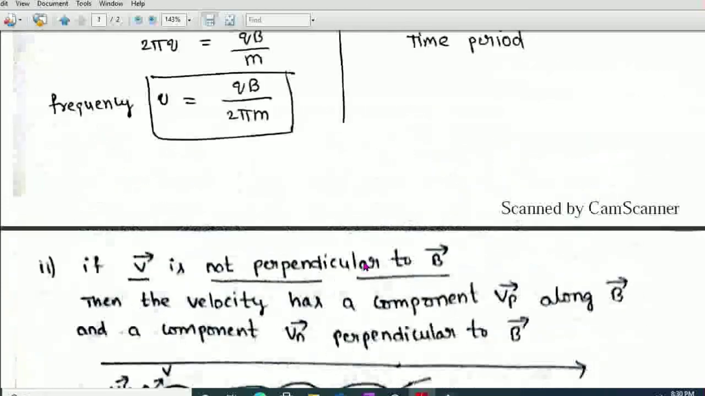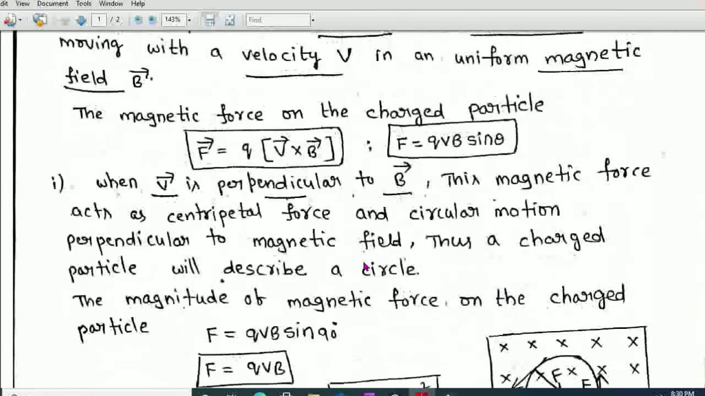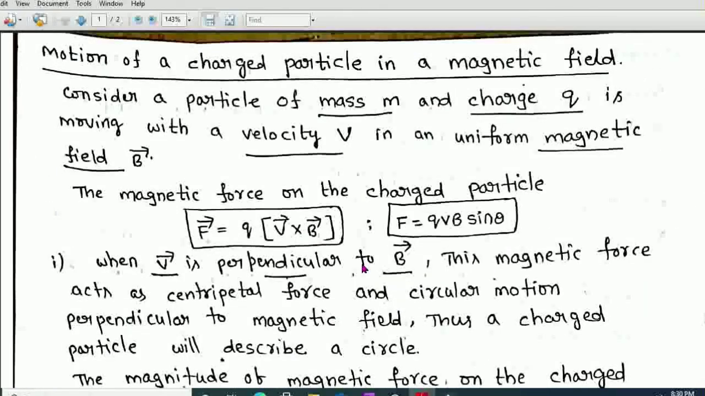This is about the motion of a charged particle in the magnetic field. So finally we can conclude that whenever the velocity is perpendicular to B bar, the charged particle describes a circular path. And if the charged particle is moving at an angle theta other than 90 degrees, then the charged particle moves in the helical path.